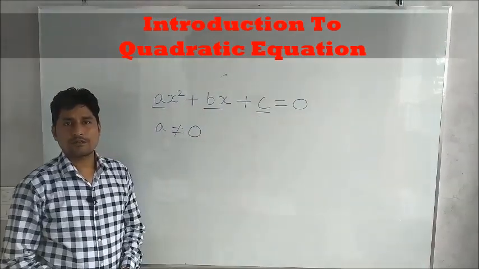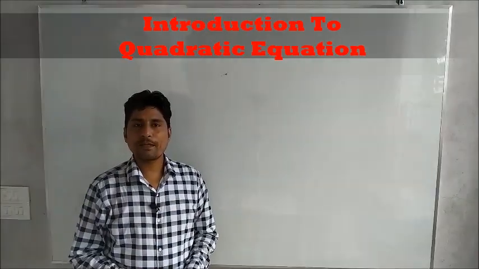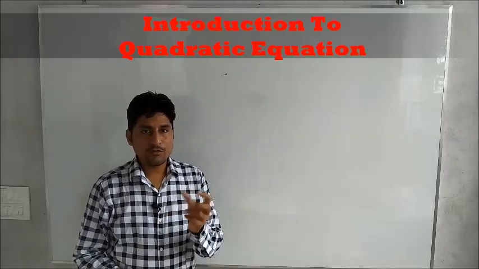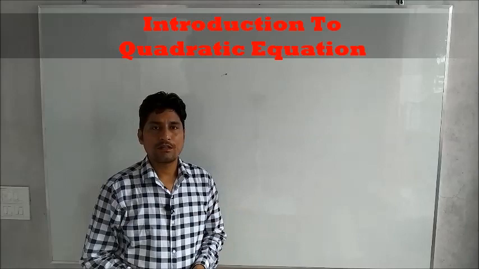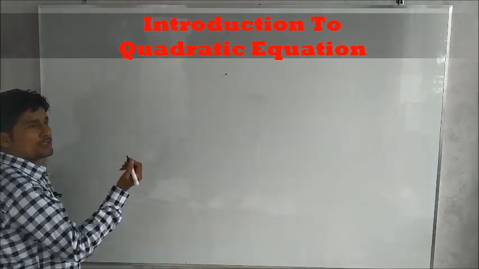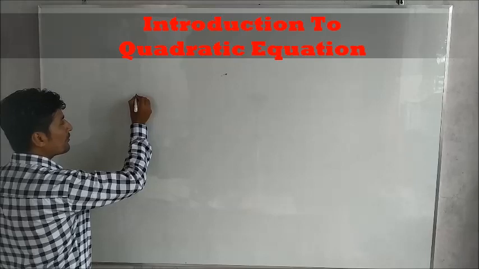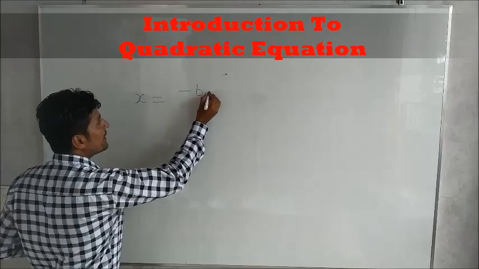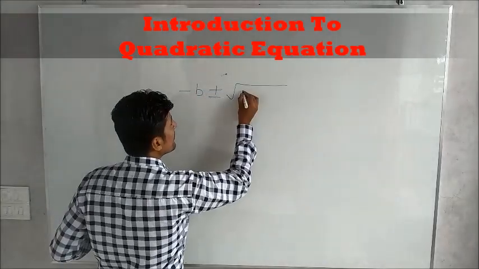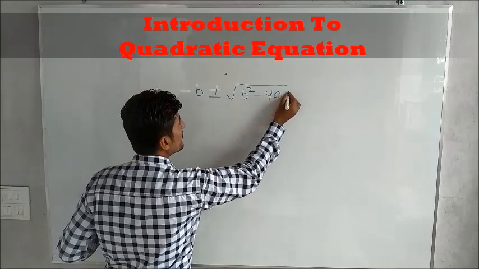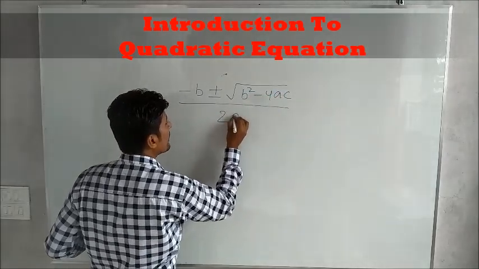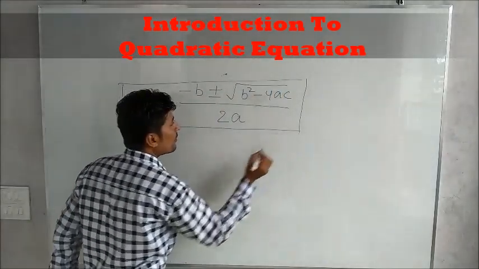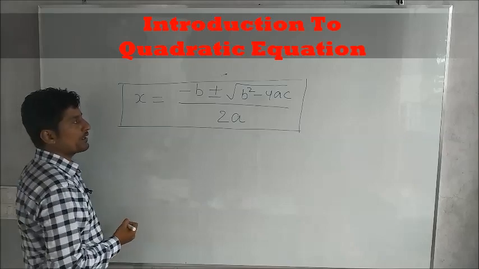Now the next topic is roots of the quadratic equation. Roots and zeros of the quadratic polynomials are same. So let us see, to find the roots or zeros of the quadratic polynomial or equation, we can use the formula x is equals to minus b plus minus under root b square minus 4ac divided by 2a. By using this formula, we can easily find out the roots or zeros of the quadratic equation.